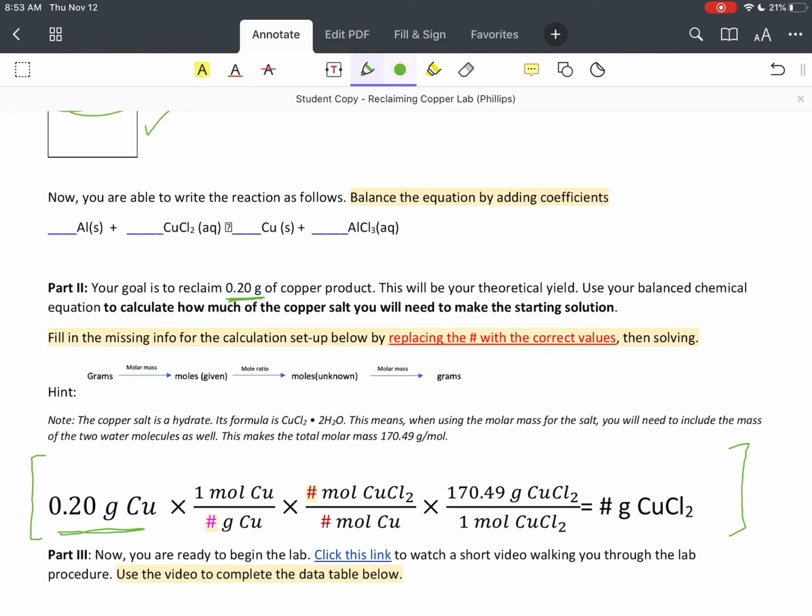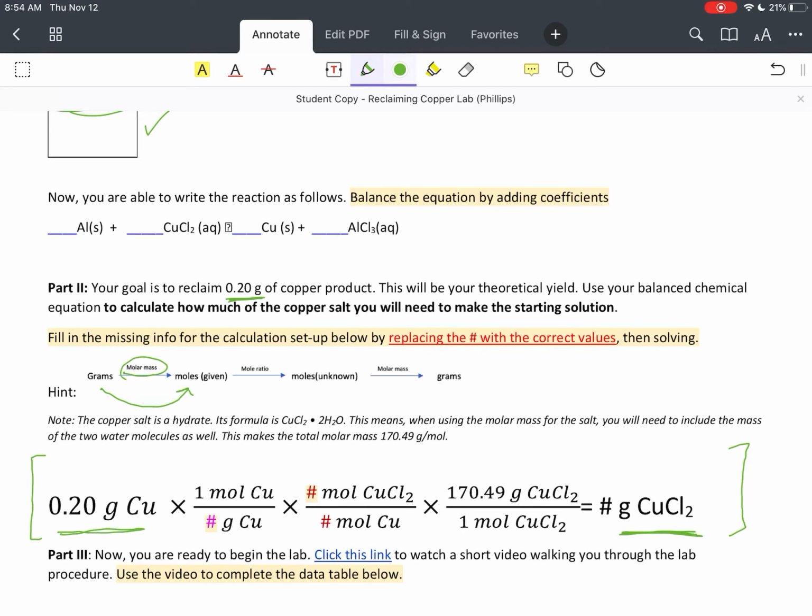So what we're looking for is we're trying to find out how much of this copper chloride we need to make this amount of copper. So you can see this is what we're looking for. That's what I have at the end, right? How many grams we're going to need of this copper chloride. So I've given you your steps. So we're starting with grams, okay? So for this first step, we're using our molar mass.